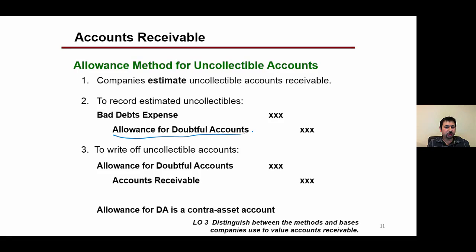Later on, when the company writes off the uncollectible accounts receivable, this is step 3 here, they will debit allowance for doubtful accounts to decrease it, and credit accounts receivable to decrease it. Basically here the company is lowering this allowance, because now they know which account has defaulted, and at that point they can actually write off that account. And this is the method that is required to be used under GAAP.